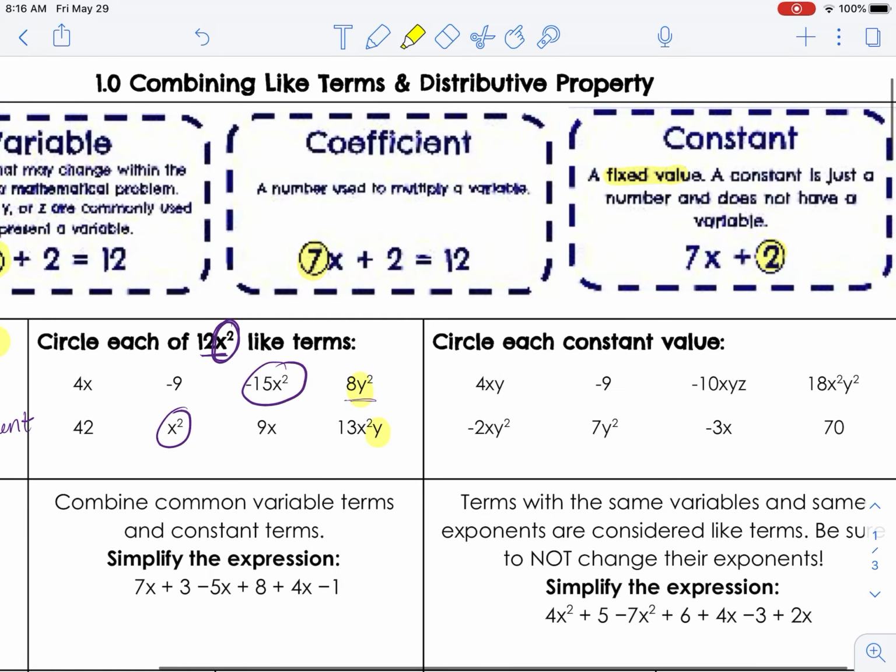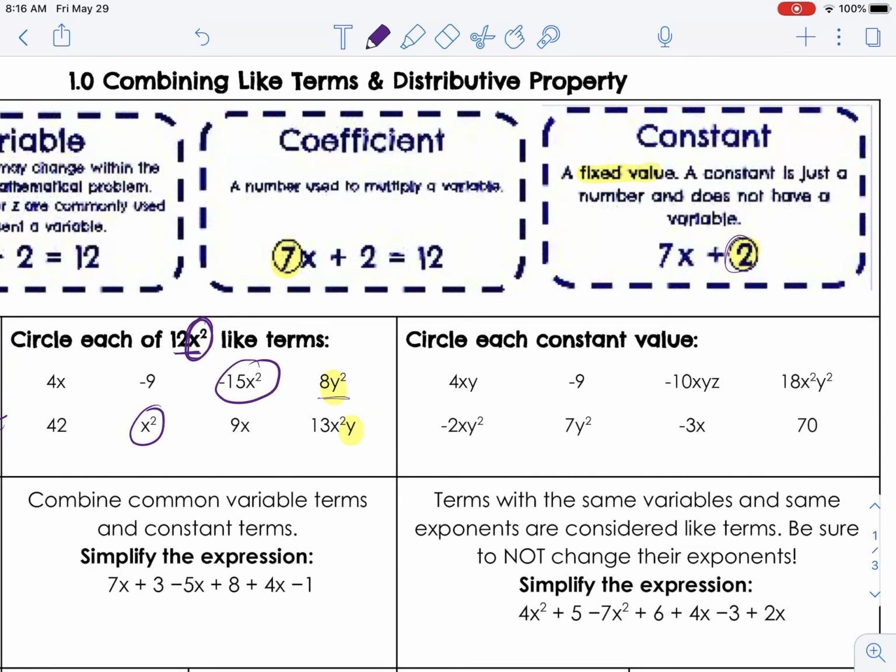All right, the next one we want to circle are constant values. So go ahead and see if you can pick out any of the numbers that look like are constant. So that would be negative 9 and 70. So all of the other examples have variables in them, so they are not constant.